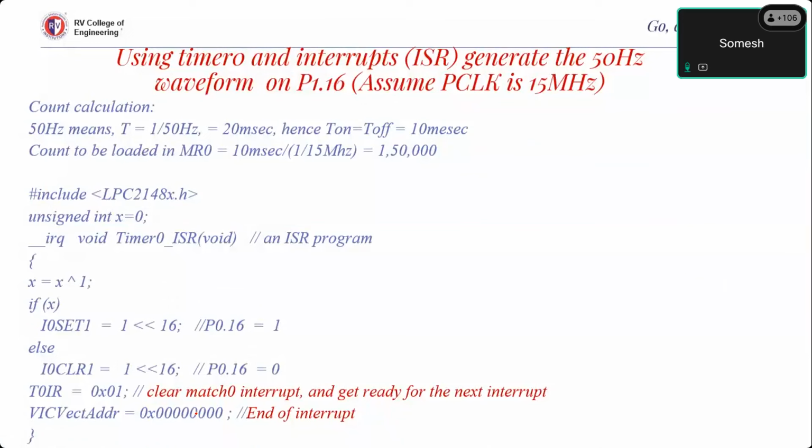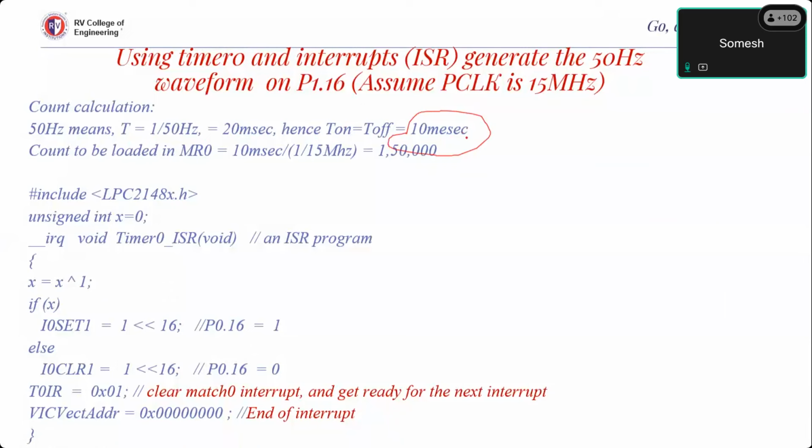Let's understand how to do it. I want to generate a 50 Hertz waveform using this program. A 50 Hertz waveform means the time period is 20 milliseconds, so the on and off time becomes half of that, 10 milliseconds. Since I'm using the timers to generate this waveform, I have to load the required value into the match register. Timer 0 has 4 match registers, MR0, 1, 2, 3. I have selected MR0.